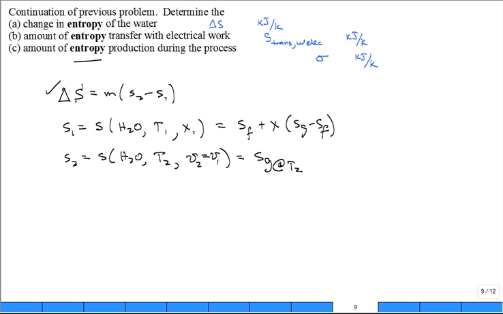Got it? The answer to that one, whatever symbol you want, we had to make it up: transfer with the work is 0. Be done with it. So every time you see the words entropy and work together, it's zero.